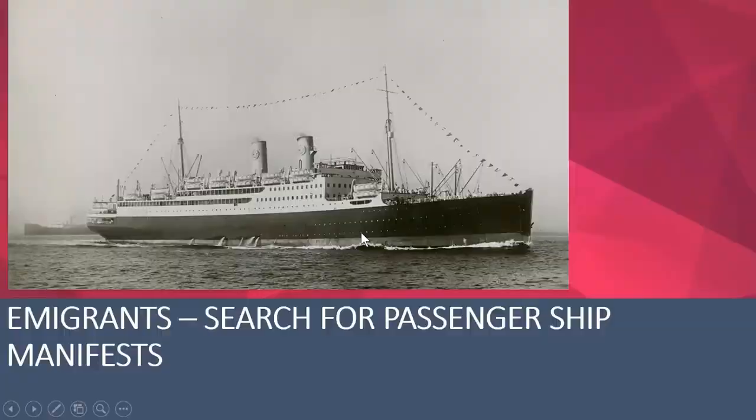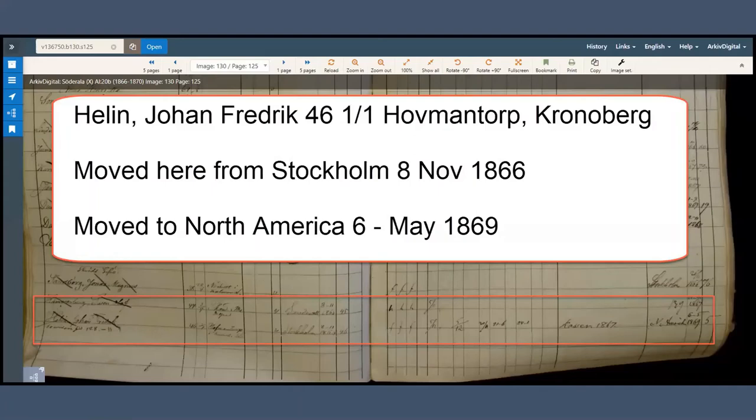Okay, we've also indexed the passenger ship manifests. So these are people leaving from ports from Sweden in Stockholm, Helsingborg, Malmö, and Gothenburg. And Gothenburg is the largest port. That's where many people left from. And these start in the year 1869. So here we look for Johan Frederick Halen, who was born January 1st, 1846 in the parish of Hopmantorp.